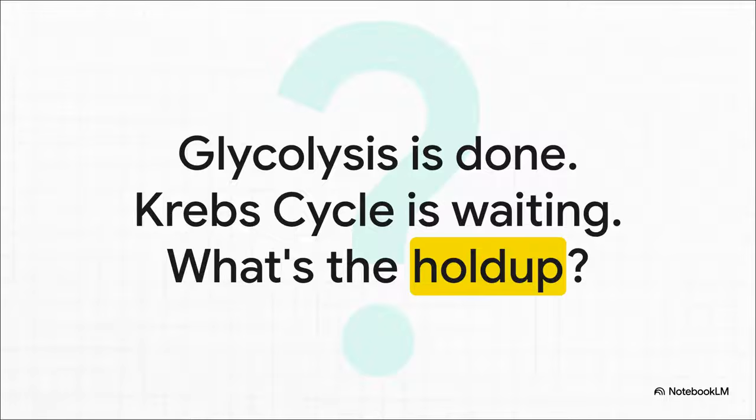Okay, so let's set the scene. Your cell just went through all the trouble of glycolysis, right? It split a glucose molecule and now has two molecules of pyruvate. And over on the other side of the room, you've got the Krebs cycle, all warmed up and ready to generate some serious energy. But the pyruvate can't just waltz right in.